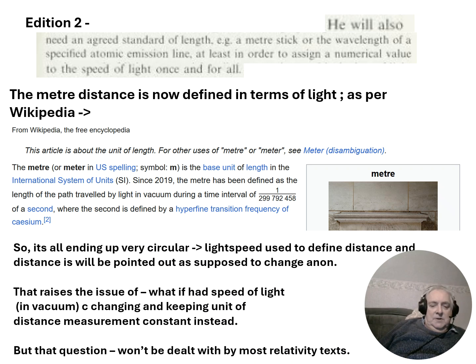Light speed is used to define distance, and distances, as will be pointed out, are supposed to change. That's the context of special relativity and so forth. That raises the issue of what if the speed of light in vacuum c were changing, instead of keeping it constant and keeping the unit distance measurement constant instead. But that question won't be dealt with by most relativity texts, so they're just leaving things ambiguous there.